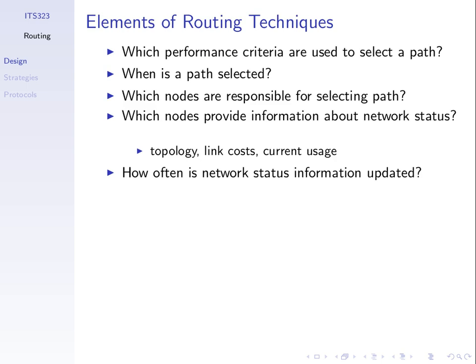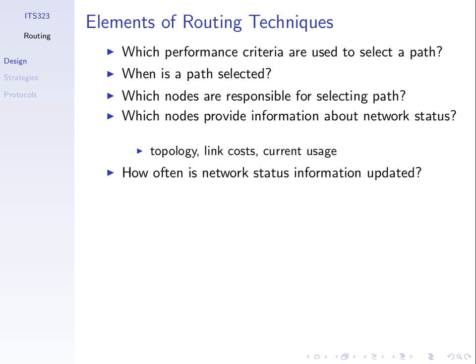So, some of the things that we need to understand with routing is how do we select a path? When do we select a path? So which metrics can we use is the first one. When to select a path? Do you select a path every time you want to send a packet? Or do you select a path at the start of each day and tomorrow you calculate a new path? Or do you just select a path once and never update that? Who selects the path? What information or which nodes provide information about the network status?